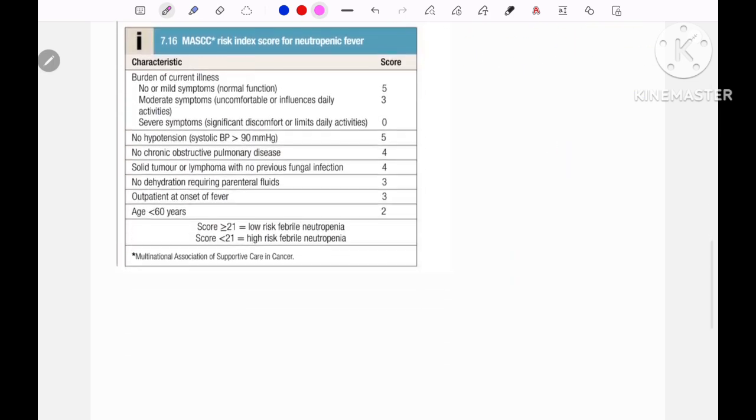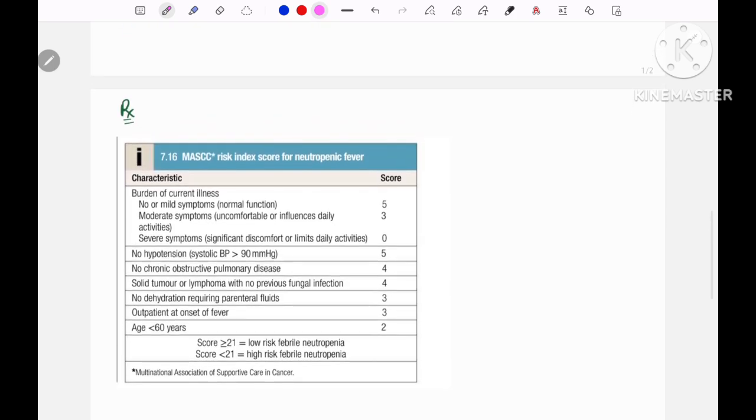And now we will talk about the treatment. In case of febrile neutropenia, there is a very high risk of infection. So antibiotic therapy is initiated, with a very high dose of IV antibiotics. IV antibiotic is started within 1 hour, without awaiting the results.